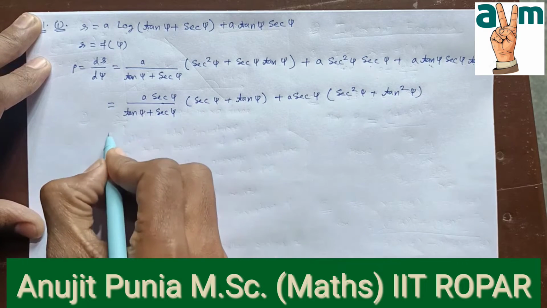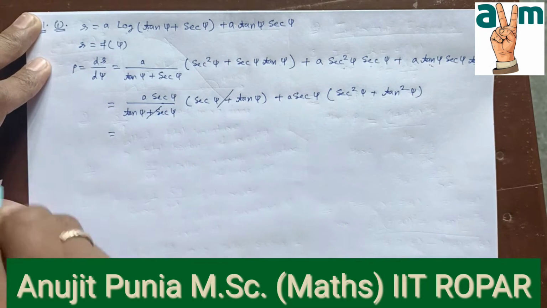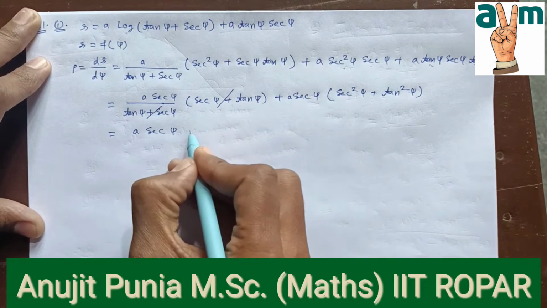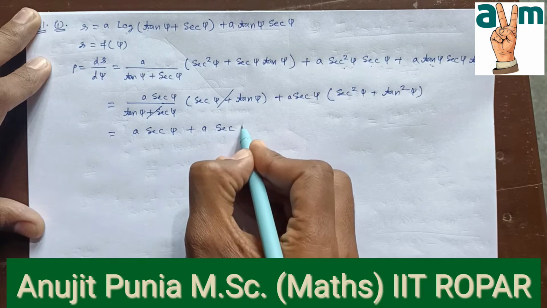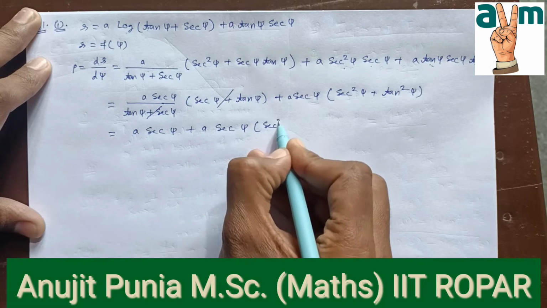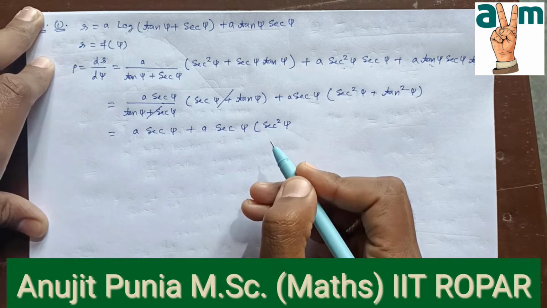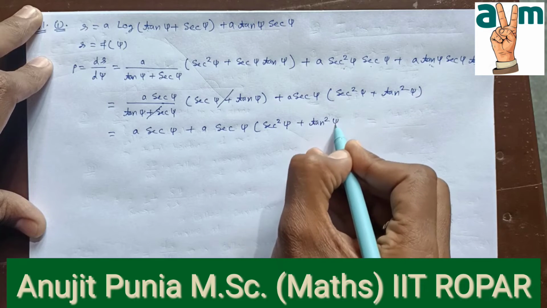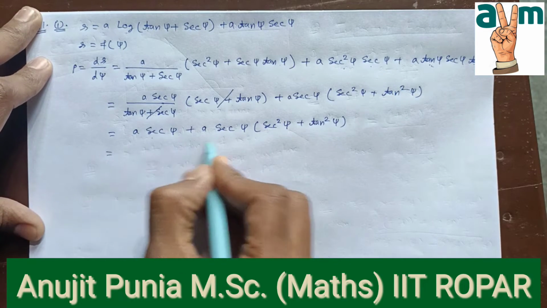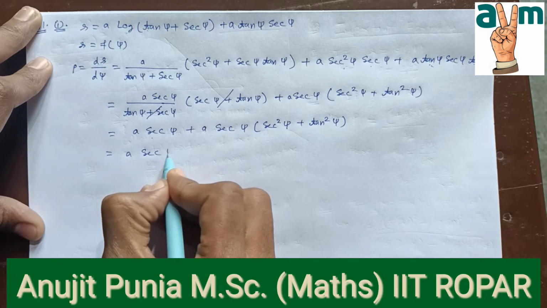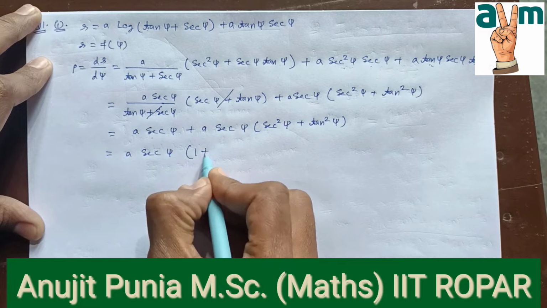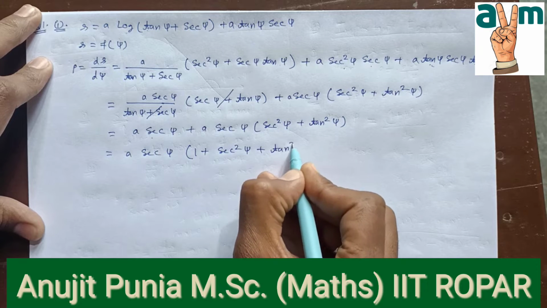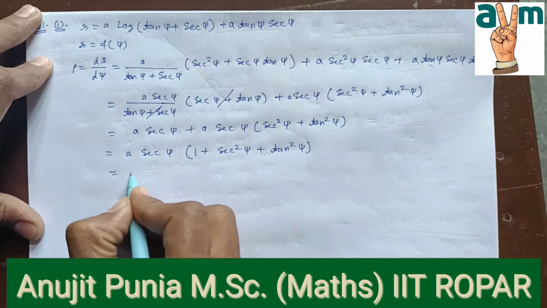Okay, cancel out. Here we get a secant psi, and inside the bracket secant square psi plus tan square psi. We can take common a secant psi, and inside the bracket we get secant square psi plus tan square psi, and this thing is a secant psi.